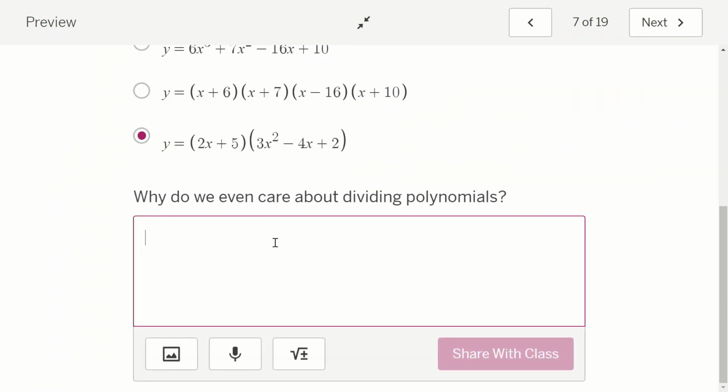Okay, so why do we even care about dividing polynomials? Honestly, I think for a lot of Algebra 2 students, you care about dividing it because it's going to be on a test. That's the honest answer to that. You're not particularly excited about finding x-intercepts. You care about finding x-intercepts because somebody's going to test you on it, and it's something that you got to know. And if that's your honest answer, that's your honest answer.